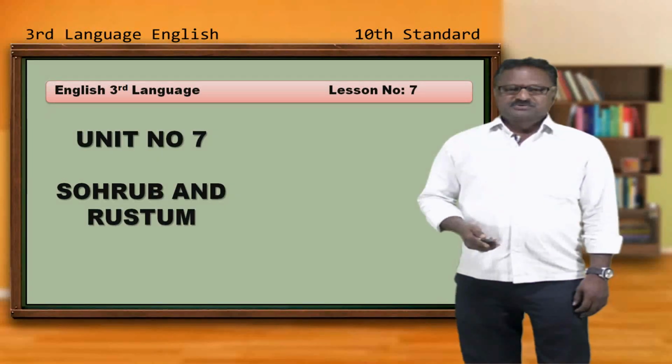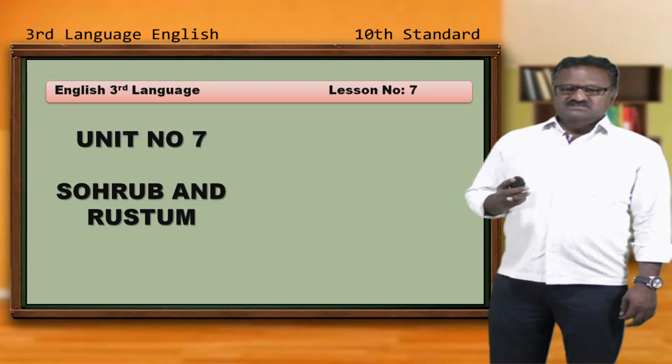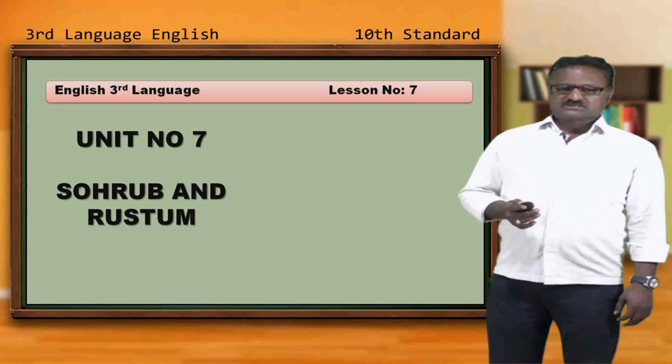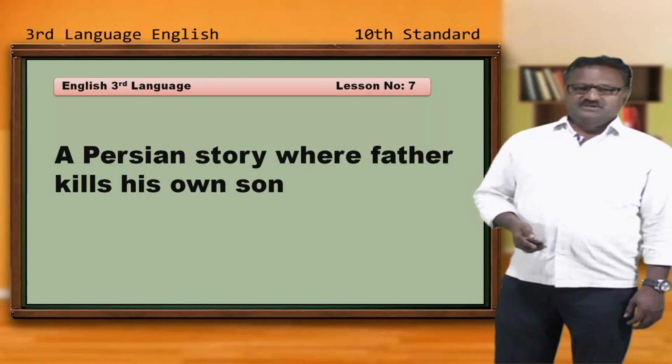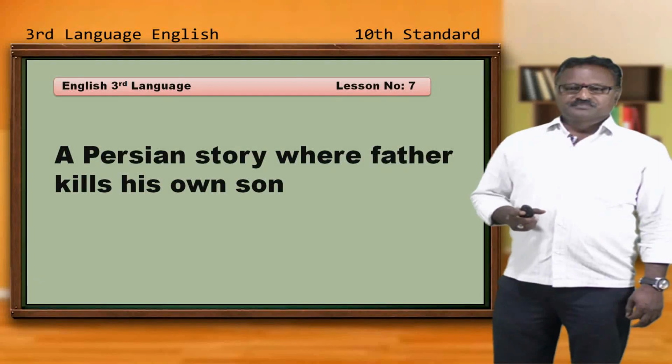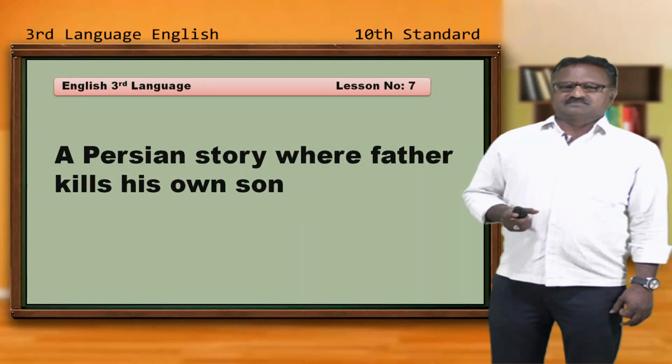Now we shall move into unit number 7, part 1. The name of the unit is Sohrab and Rustum. Dear children, this is a Persian story where a father kills his own son.